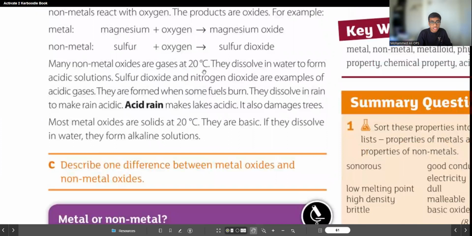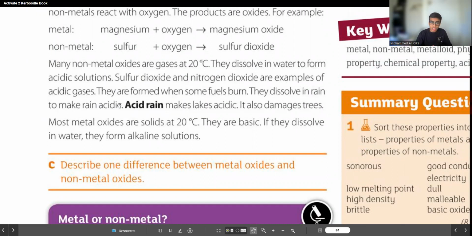Many non-metal oxides are gases at 20 degrees, and they dissolve in water to form acidic solutions. Sulfur dioxide and nitrogen dioxide are examples of acidic gases. They are formed when some fuels burn, and they dissolve in rain to make the rain acidic. So acidic rain makes the lakes acidic, and it also damages many trees.